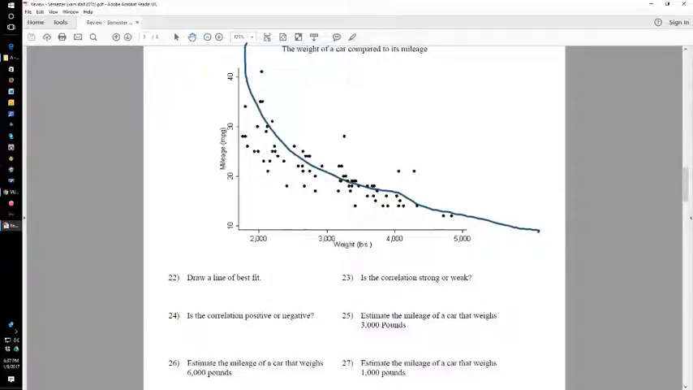Is the correlation strong or weak? So question, do those dots kind of adhere to that line? And the answer is, yeah, I would call this one relatively strong. It's not perfect. You're almost never going to come across a perfect one, but I would call it strong.